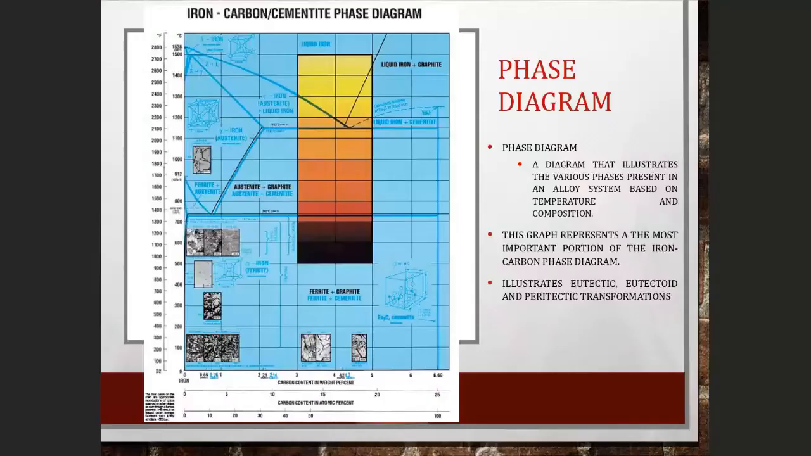First, I know I've talked about it a little bit, but here I have a graph that represents the iron-iron carbide phase diagram. What this particular diagram illustrates are the various phases that are present in an alloy system based upon the temperature and the composition. This does not take into consideration air cool versus quenching.